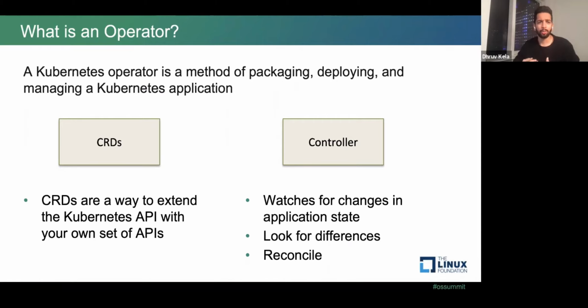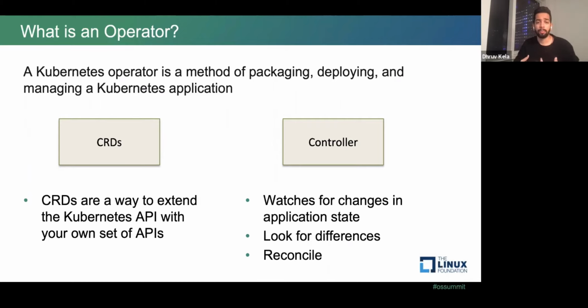Before we dive deeper into the Fluent Bit Operator workflow and architecture, I wanted to take 2 minutes to address what an operator is. What is a Kubernetes operator? A Kubernetes operator is a method of packaging, deploying, and managing a Kubernetes application. It can essentially be broken down into 2 parts: CRDs and the controller. CRDs stand for custom resource definitions. Custom resource definitions are a way to extend the Kubernetes API with your own set of APIs.